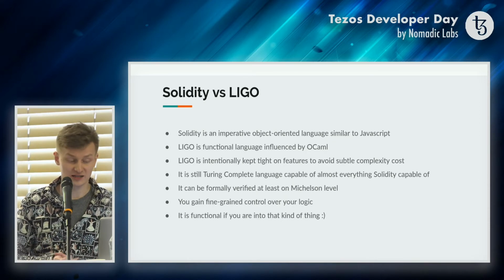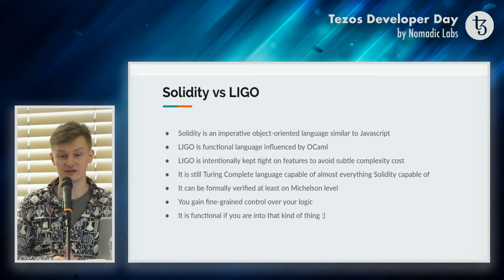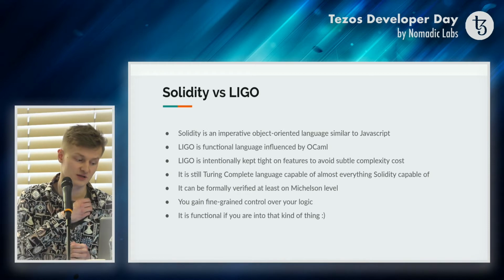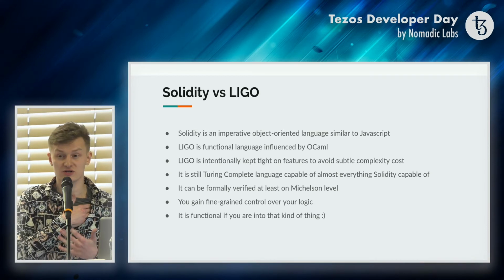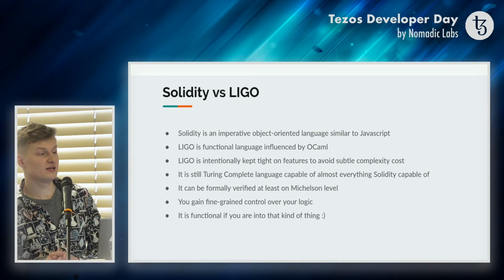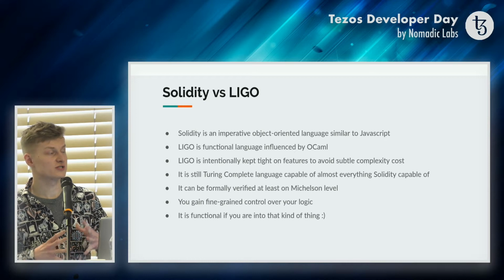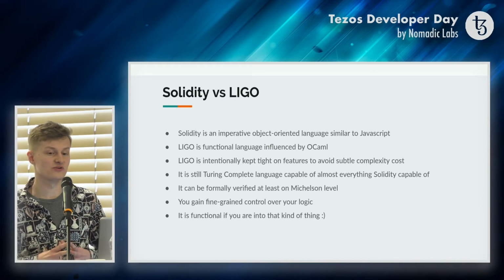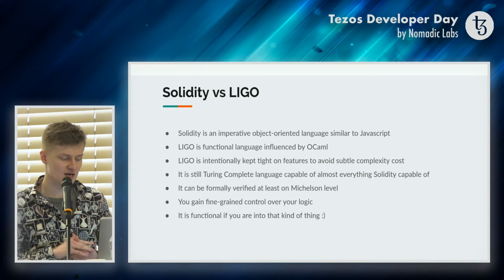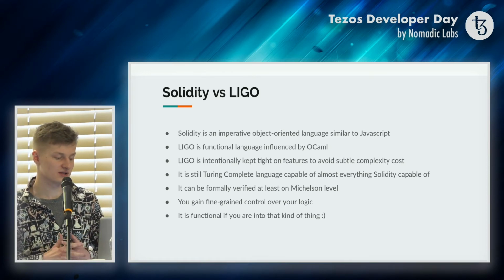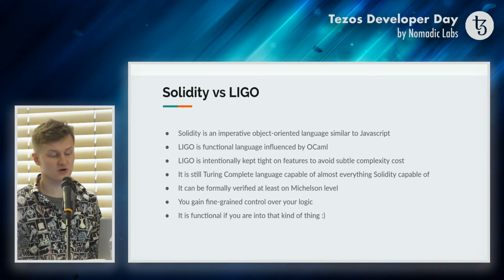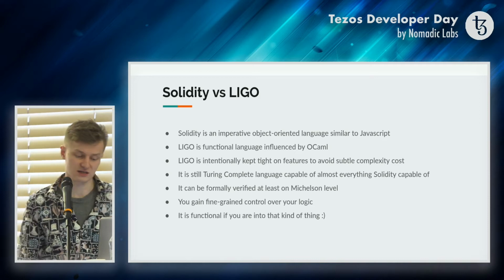So how does Solidity compare to LIGO in that regard? Solidity is an imperative object-oriented language, somewhat similar to JavaScript, while LIGO is a functional language influenced by OCaml. LIGO intentionally keeps tight on features, so it is simple and there is no subtle complexity, and it is easier to reason about LIGO in total. It is still a Turing-complete language, capable of almost everything that can be done in Solidity.